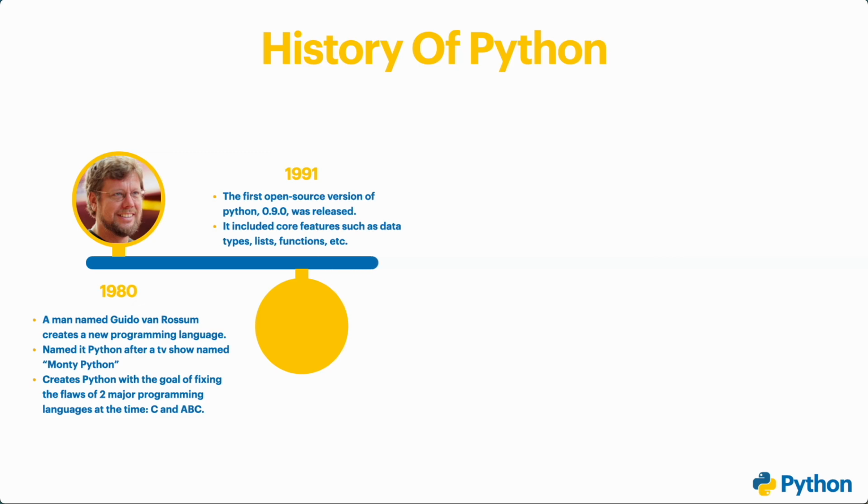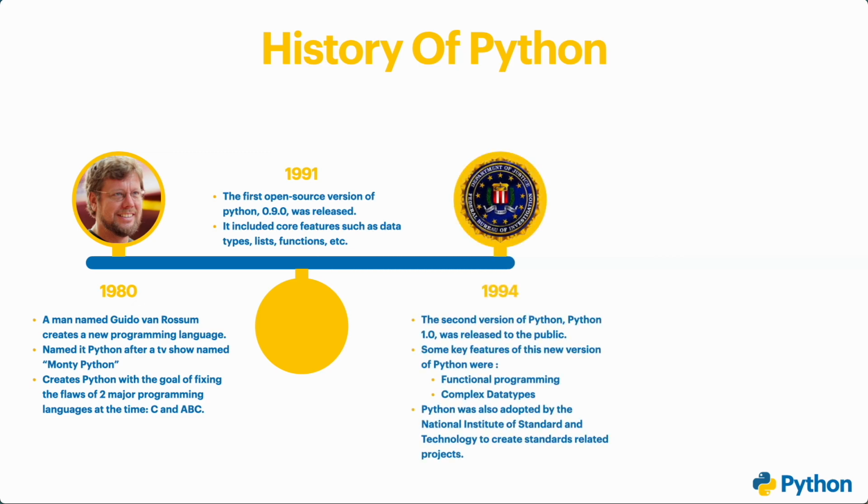Now, the second version of Python was released in 1994, and this version was titled Python 1.0. This version of Python was quite an improvement from the previous version, since it had some pretty cool features that the first version of Python didn't have.